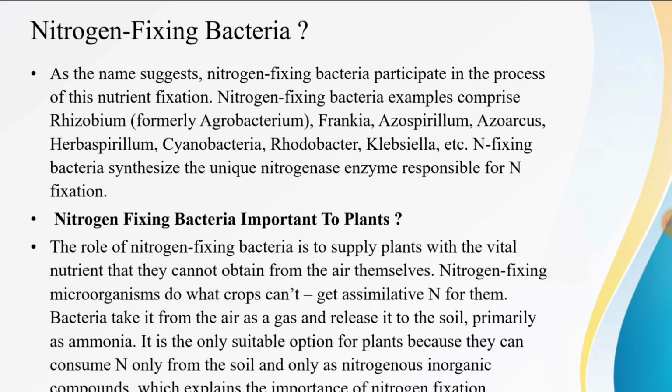The role of nitrogen fixing bacteria is to supply plants with the vital nutrient that they cannot obtain from the air themselves. Nitrogen fixing microorganisms get assimilable nitrogen for crops. Bacteria take it from the air as a gas and release it to the soil, primarily as ammonia. It is the only suitable option for plants because they can consume nitrogen only from the soil and only as its inorganic compounds, which explains the importance of nitrogen fixation.